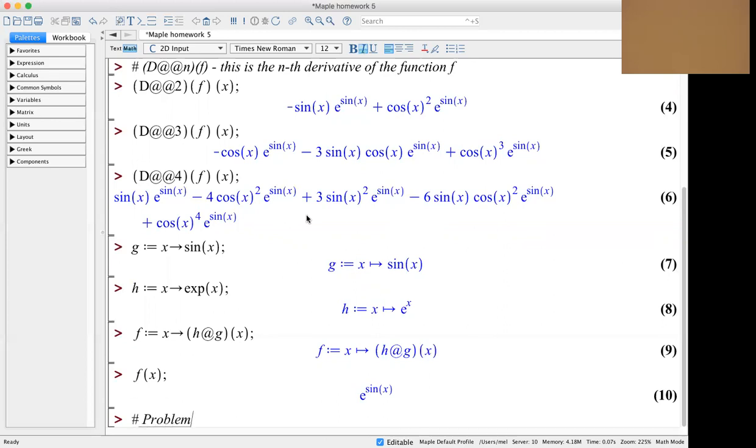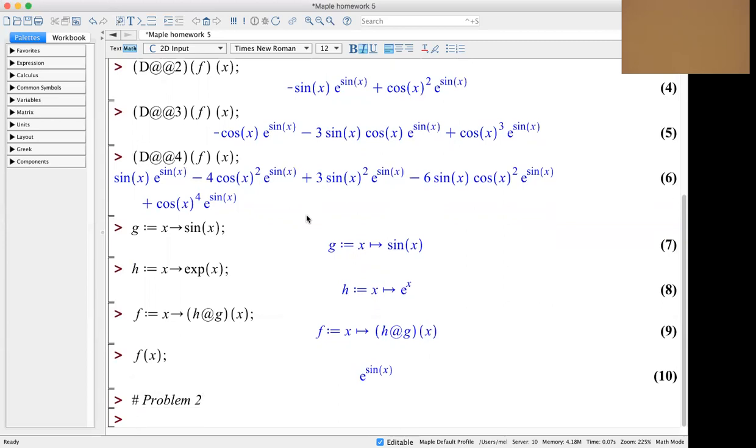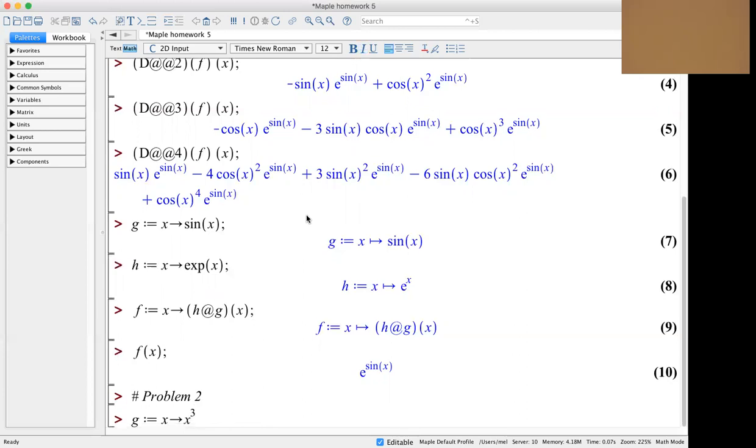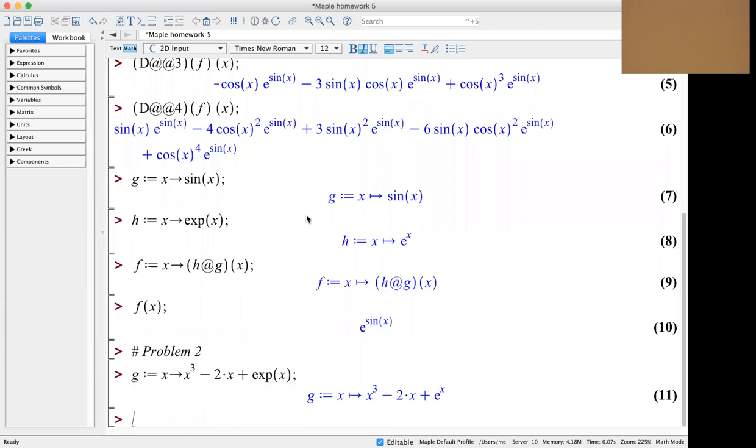Okay. Problem 2. We have two functions, g and h. g is the function x cubed minus 2 times x plus exp of x. So this is this interesting function.